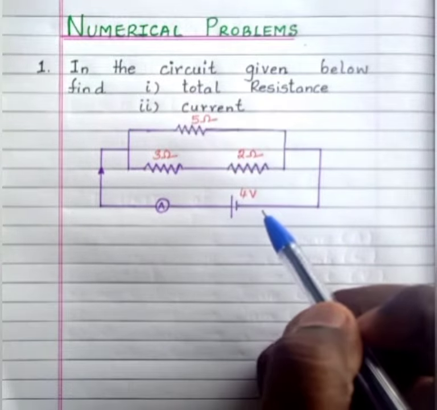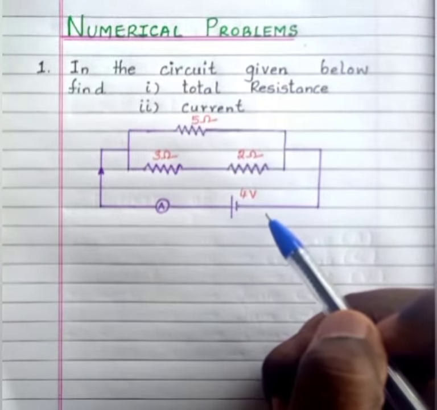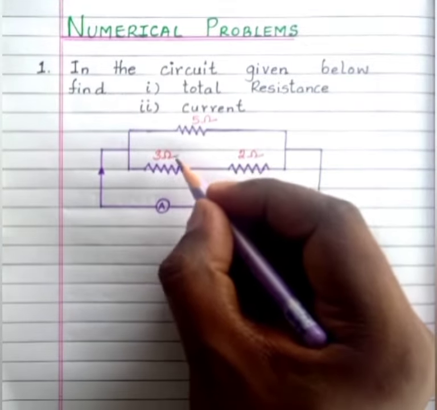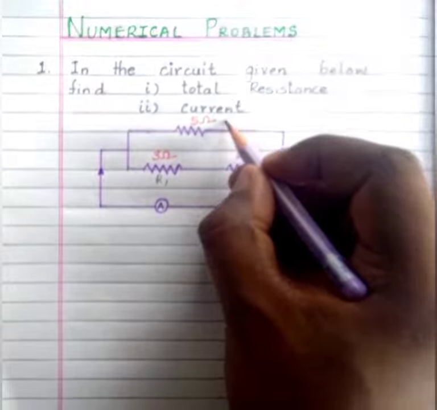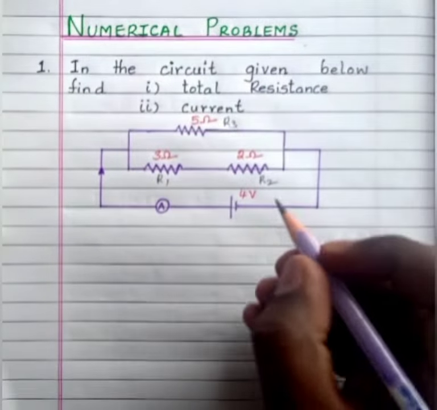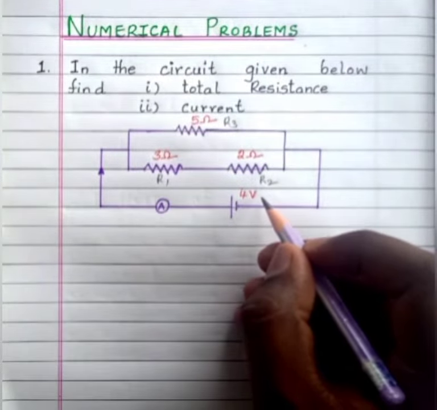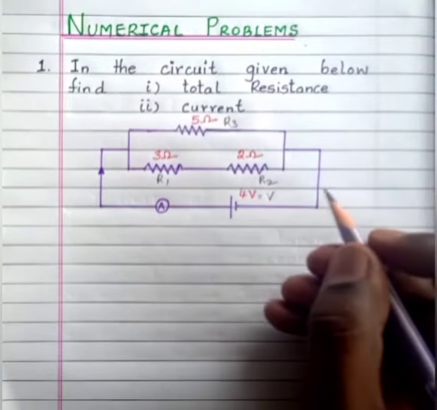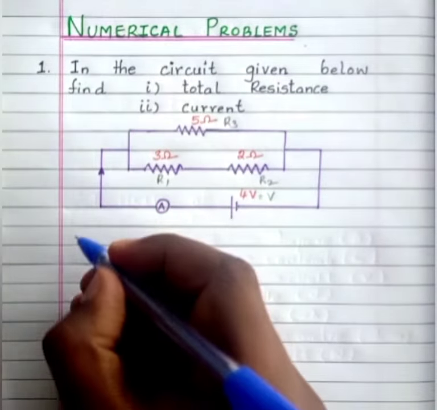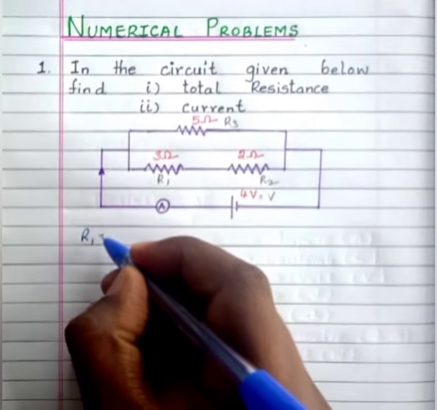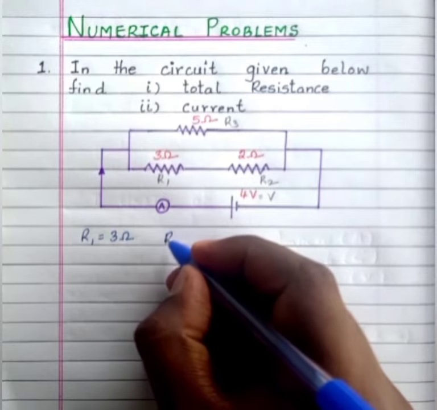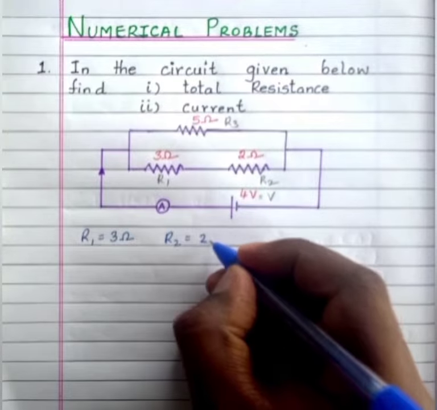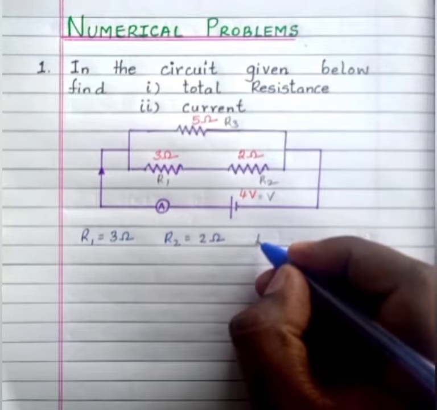Students, first step is to observe the circuit and name 3 ohm resistor as R1, 2 ohm resistor as R2 and 5 ohm resistor as R3, and we have the voltage V equals 4 volts. That is R1 equals 3 ohm, R2 equals 2 ohm and R3 equals 5 ohm.